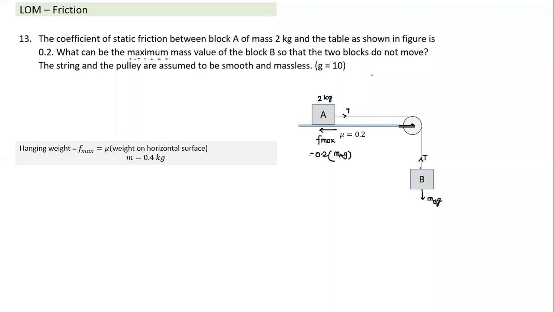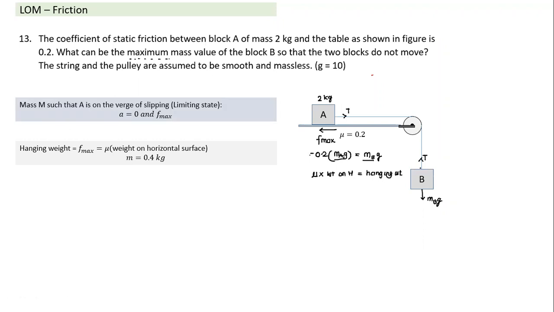So what is the equation we get here? 0.2 into ma g is equal to mb into g. Another way to understand this is: mu times weight on the horizontal surface is equal to hanging weight. This question also comes in the form of a chain. Chain questions also work on a very simple principle. Okay.